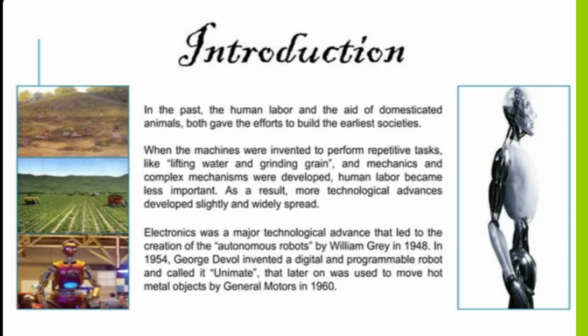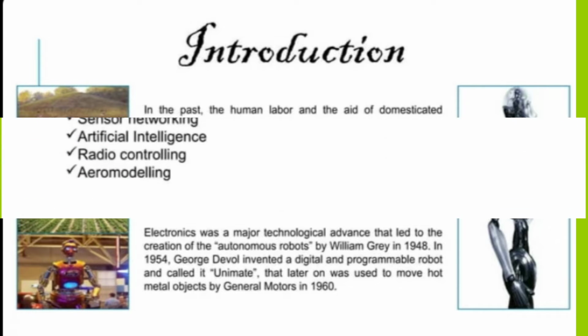Electronics was a major technological advance that led to the creation of autonomous robots by William Gray in 1948. In 1954, George Devol invented a digital and programmable robot and called it Unimate, which was later used to move hot metals by General Motors in 1960.